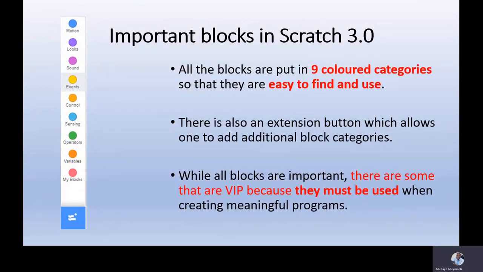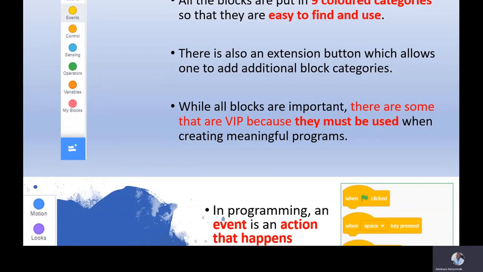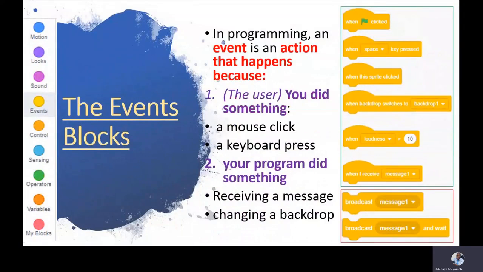From the last video, we learned that all blocks are put in 9 colored categories so that one can find and use them easily. While all blocks are important, there are some that are very important because they must be used when creating meaningful programs. Let's start with the events block.